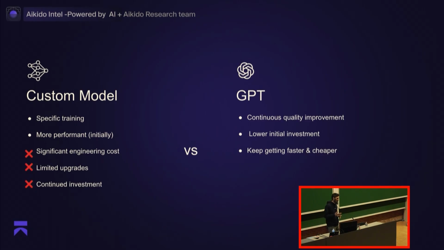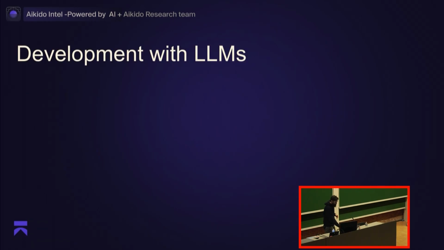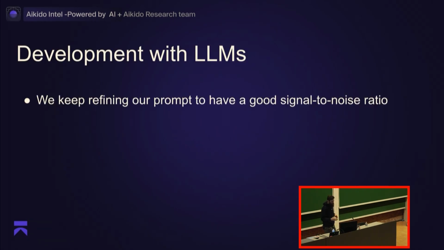You can see how these models improve, and you can just get all of the incremental improvements while the models are getting better. The initial investment is a lot lower as well. You can get started really easily by writing a prompt, testing it out, and iterating on it. And of course, these models keep getting faster and cheaper. So that's why we are not doing any custom model or fine-tuning, but we are really leveraging the LLMs.